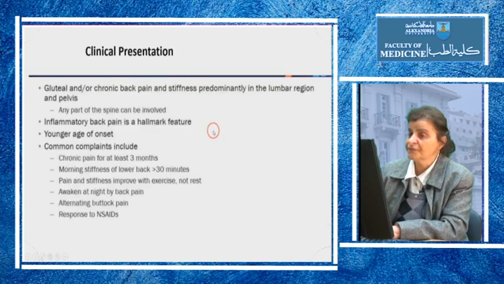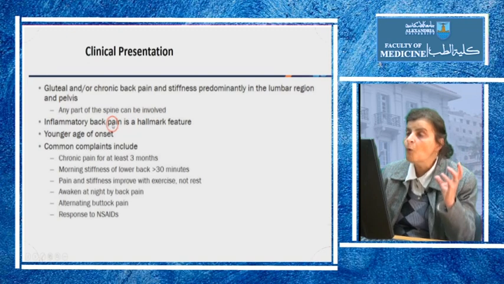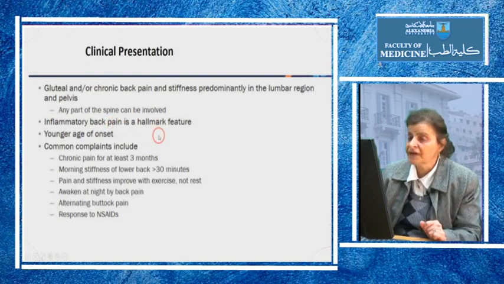How does our patient present? As I said, the common presentation is chronic back pain and stiffness, particularly in the lumbar region and the pelvis, and any part of the spine may be involved. Inflammatory back pain is the hallmark feature of spondyloarthritis, younger age of onset, and as I said, more than or equal to 3 months of complaining.